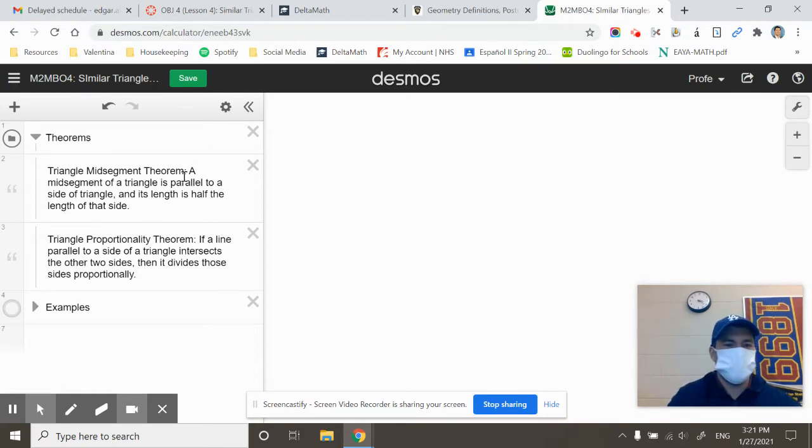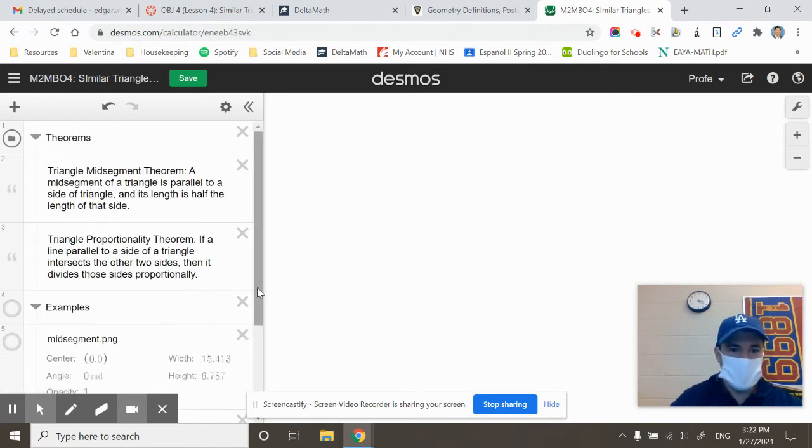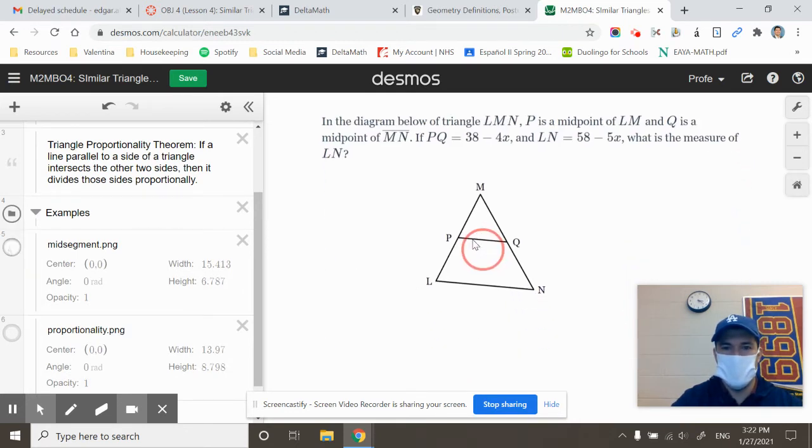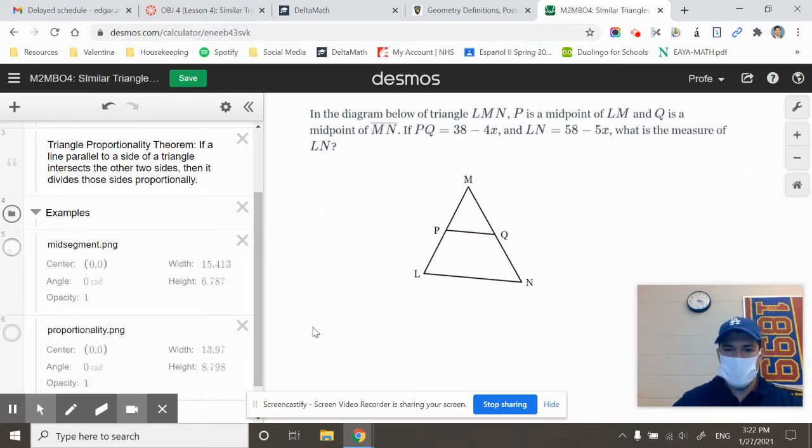Now what the mid-segment theorem is saying, it's kind of like a definition. It's saying a mid-segment of a triangle is parallel to a side of the triangle and its length is half the length of that side. So if we call PQ in this image a mid-segment, then we're saying two things. We are saying it is parallel to LN, and also it is half the measure of LN.